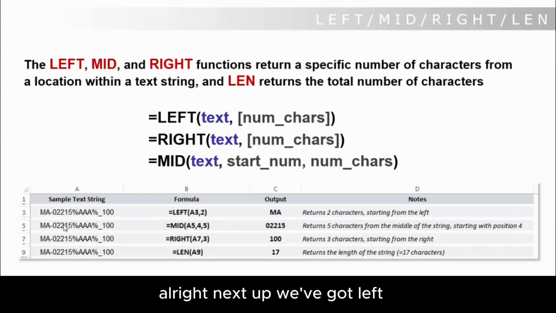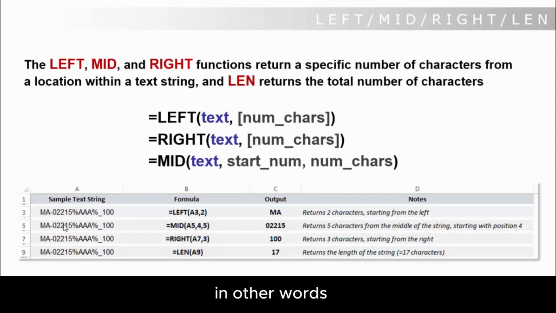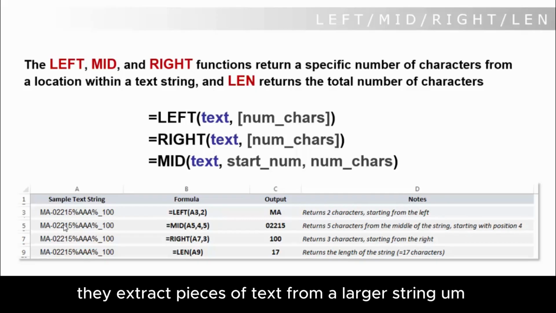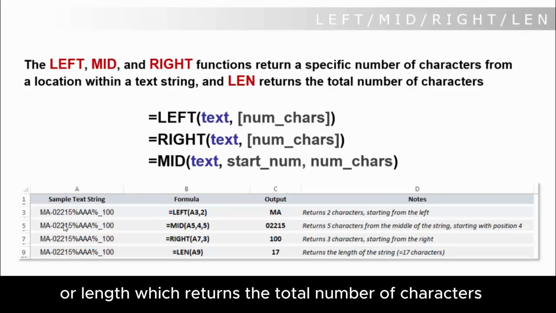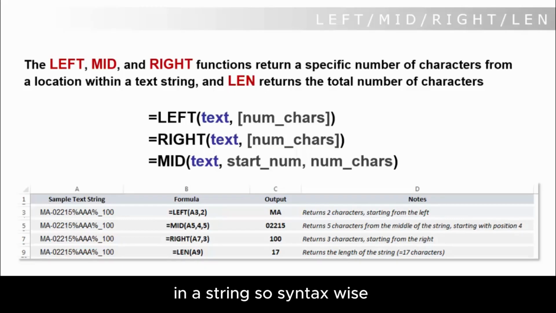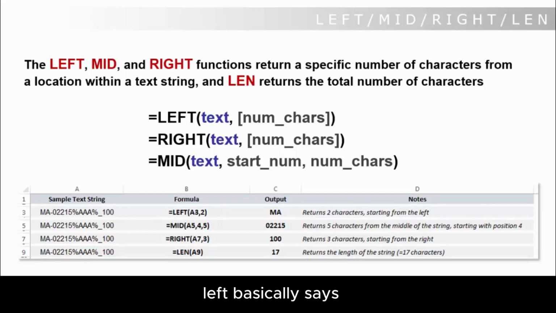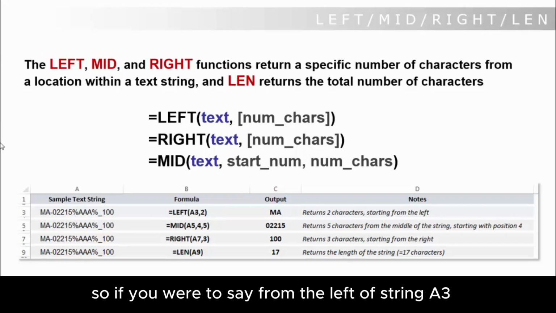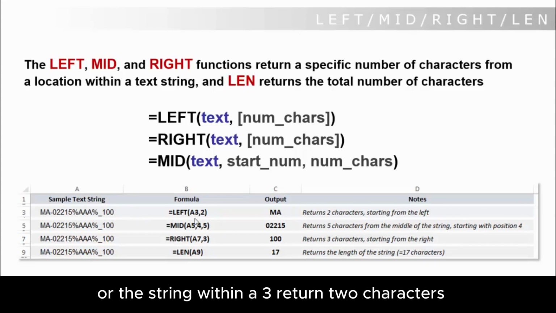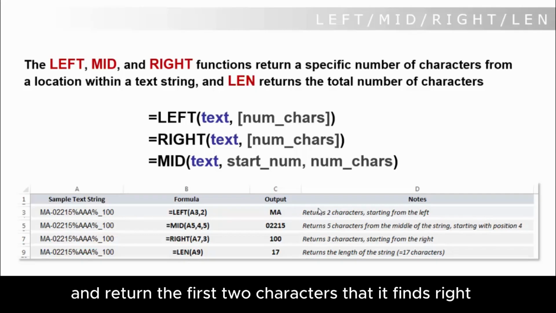All right, next up we've got left, mid, and right, which return a specific number of characters from a location within a text string. In other words, they extract pieces of text from a larger string. We'll also talk about the len function, or length, which returns the total number of characters in a string. So syntax-wise, really straightforward. They just start with the text reference. Left basically says, I want to return a certain number of characters from the left of this text string. So if you were to say, from the left of string A3, or the string within A3, return 2 characters, Excel's just going to start at the left of this string and return the first 2 characters that it finds.